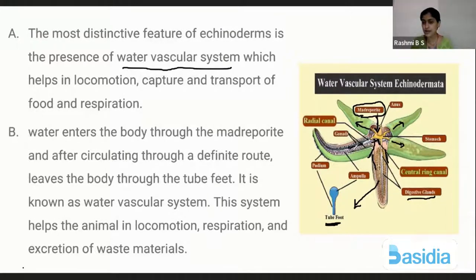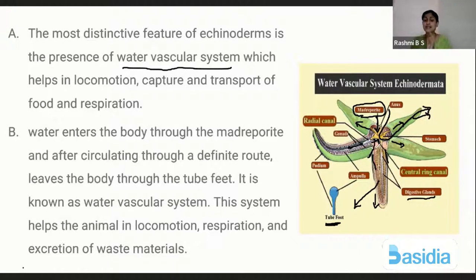And in the water canals, you have tubes. Can you see tubes, bud-like structures, which are arranged in rows? So it passes through tube feet where you have digestive glands. The digestive glands will secrete some digestive enzymes, which will break the food particles in water. And those food particles will be absorbed into the animal body. And the water which has entered the tube feet will then come out of the animal body. So through tube feet, water will come out. That means water will enter through the madreporite, pass through all the limbs, and then enter the tube feet and come out through tube feet.